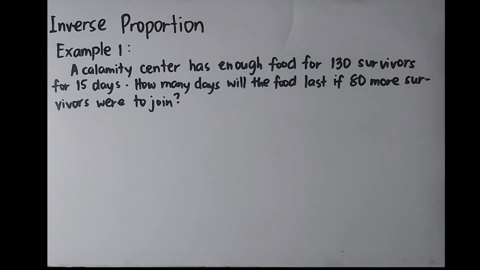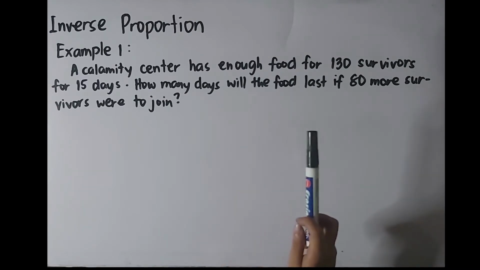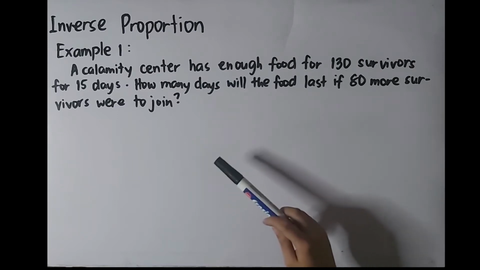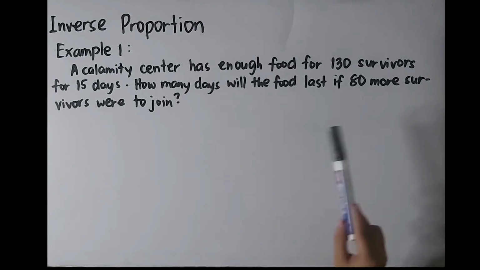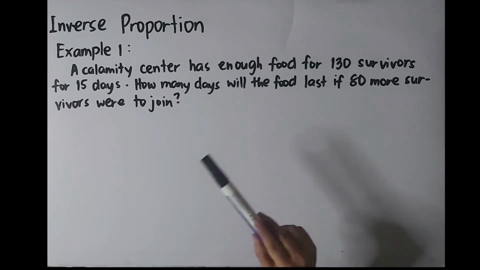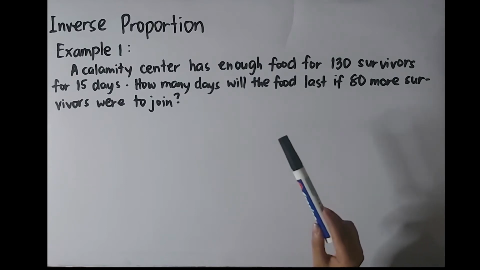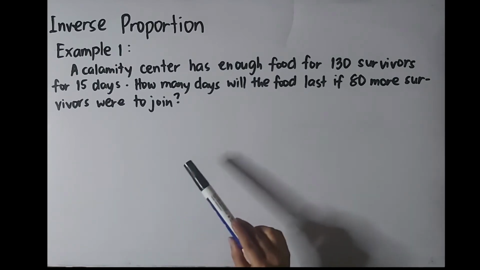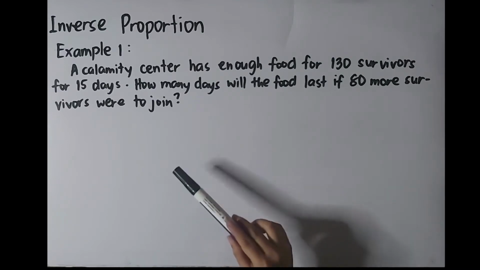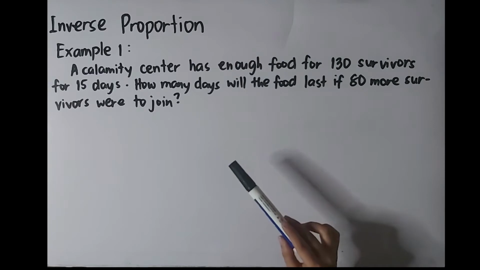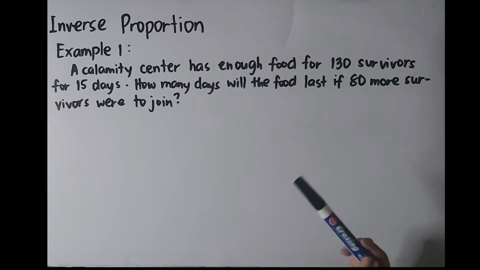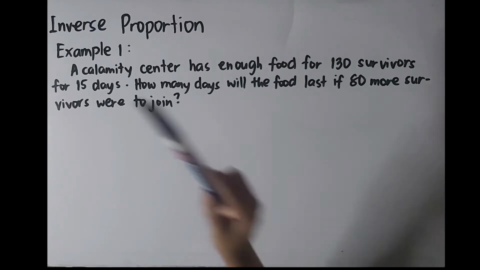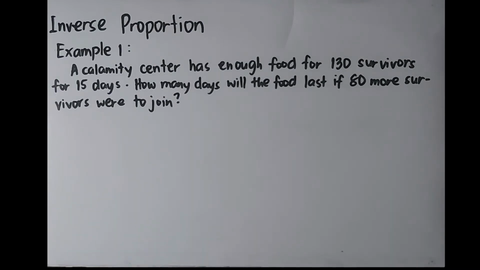So this is an example of inverse proportion. Why? Because there's a lot of food for the number of survivors in that center that will last for a certain number of days. If there are added survivors, of course, there will be more persons who will consume the food that is already in the calamity center. So this food will not last long or will not be enough to last for more days. So the number of days will be lessened. That is why it is an inverse proportion.